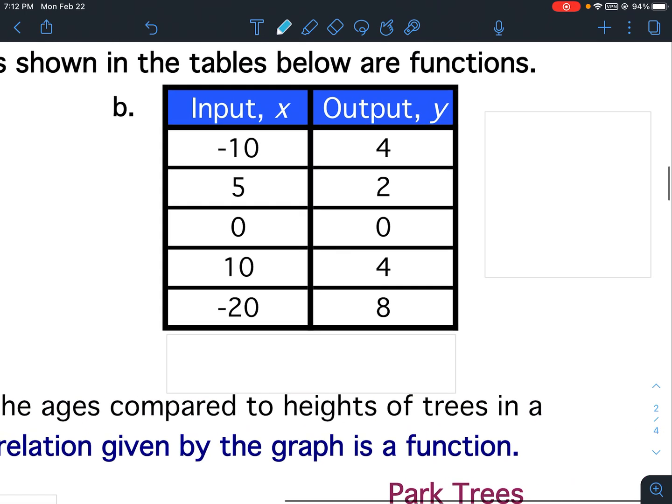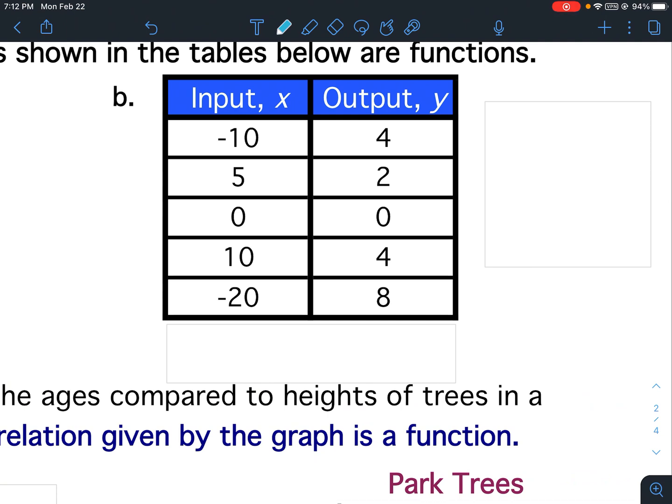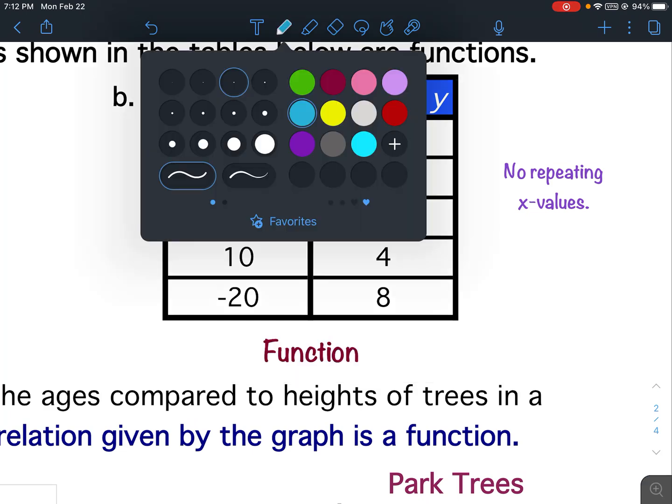All right, for B, do I have any repeating x values? Just so you know, 10 and negative 10 are not the same thing. 10 and negative 10 are not repeating. I do not have any repeating x values. And when you do not have repeating x values, it's automatically a function.